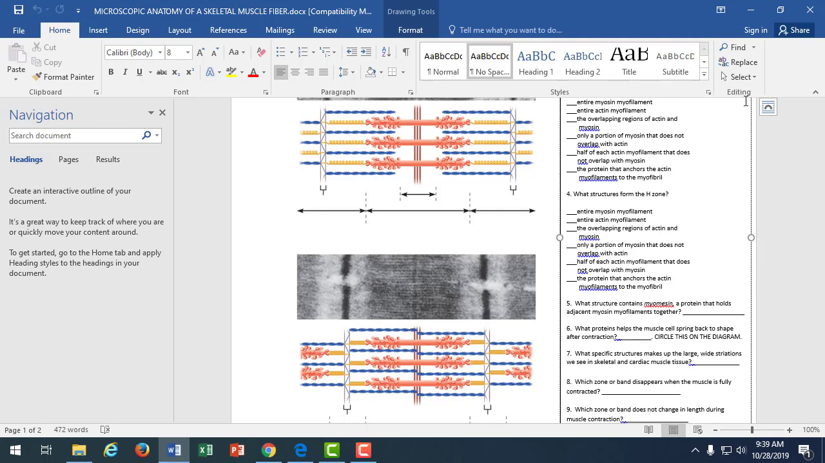What proteins help the muscle cells spring back to shape after contraction? Well, it kind of helps you because they actually look like a little spring. So as they are pulled toward the center, they bounce back and allow your muscle to relax again. What are those structures called? Do you remember? Titin. Yep, T-I-T-I-N. So you can circle these on the diagram. I would circle them here. They're a little easier to see. The yellow springs. That's titin.